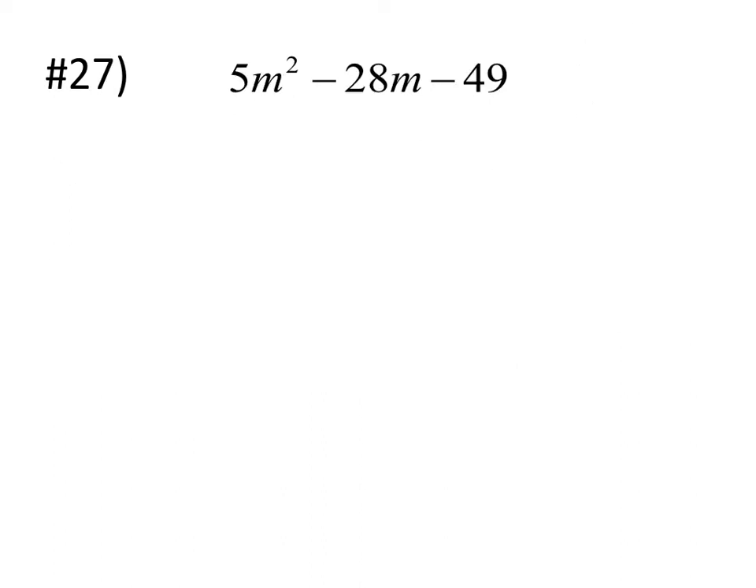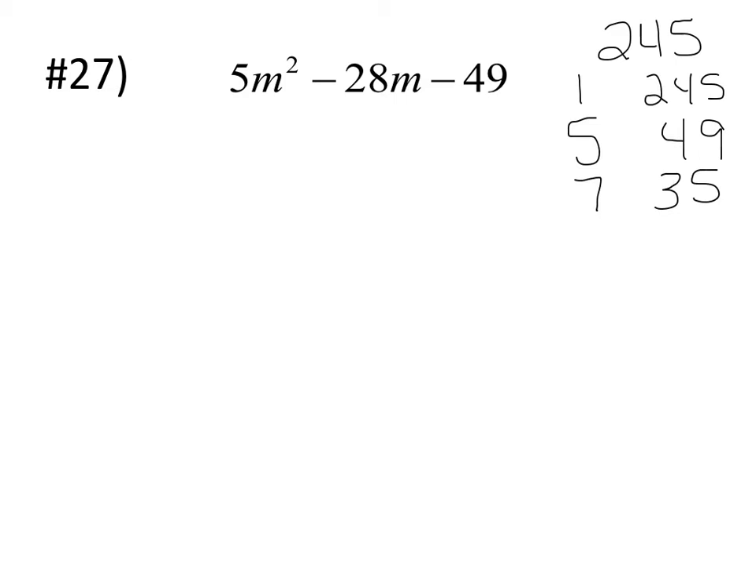Okay? 5, 28, and 49 don't have anything in common. So we're going to multiply 5 times 49, which is going to give us 245. We're going to find the factors of 245 that give us 28. So 1 and 245. 2 doesn't go because it's not even. 3 doesn't go. 4 doesn't go. I know 5 goes. So 5 and 49. 6 doesn't go. 7 and 35, which would give me 28 right there.